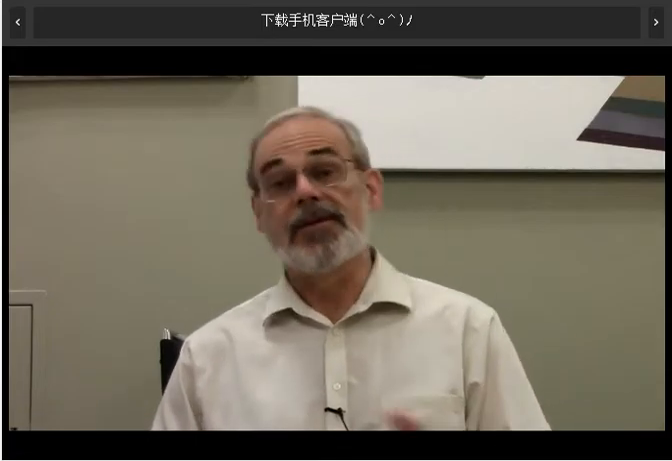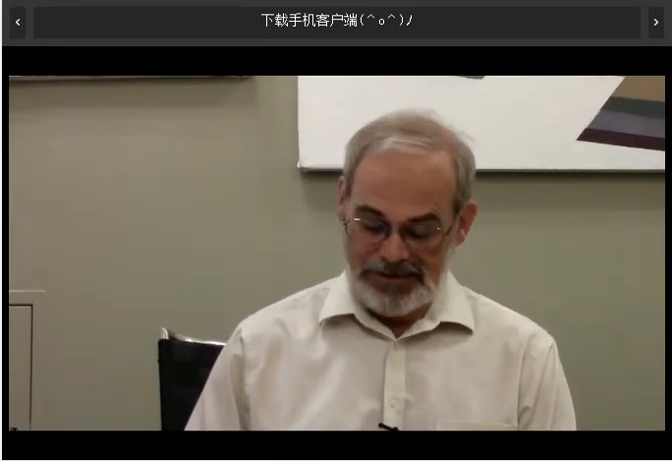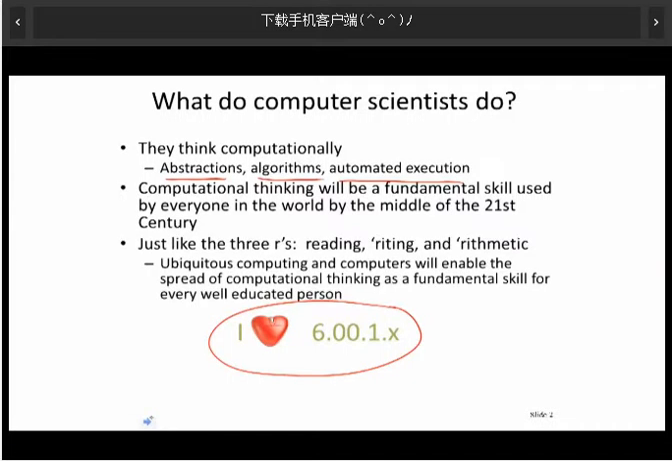That's what a good computer scientist does. They approach a problem with a mode of thinking the same way a physicist, a biologist, a chemist, an economist would approach a problem, or a humanist, for that matter, with a different way of thinking. And that fundamental skill is going to be really important. So I'm going to suggest, using a very bad pun, that just like there are the 3 R's, reading, writing, and arithmetic from the last century, ubiquitous computing and computers are going to enable the spread of computational thinking as a fundamental skill for every well-educated citizen in the future.